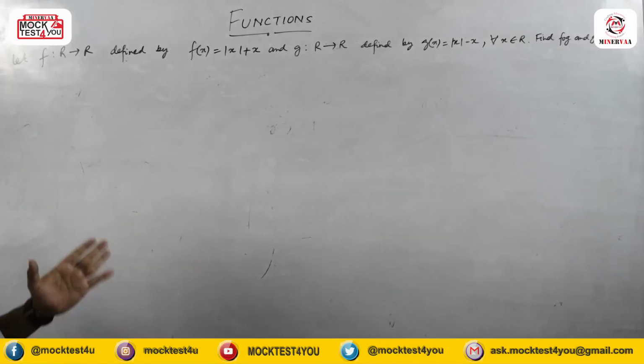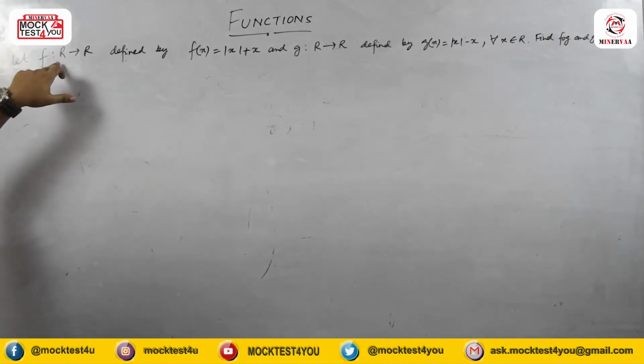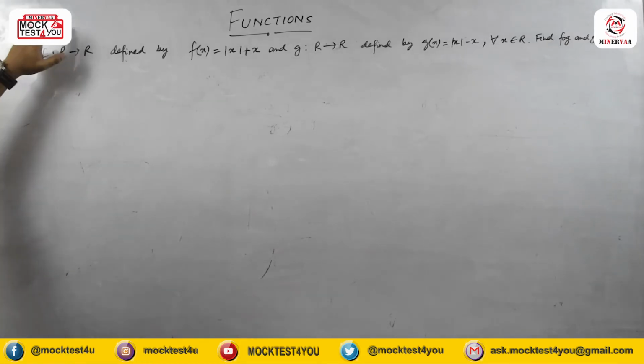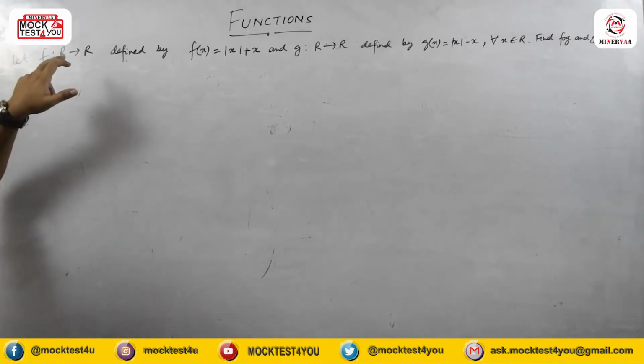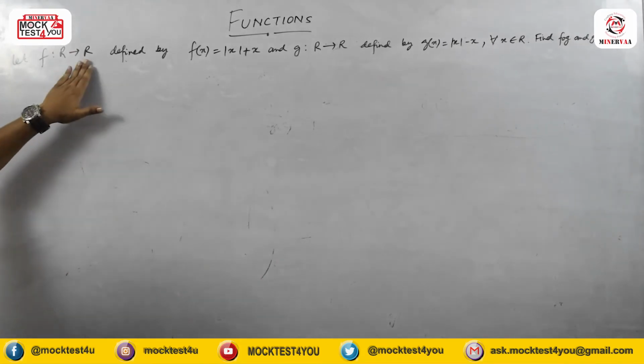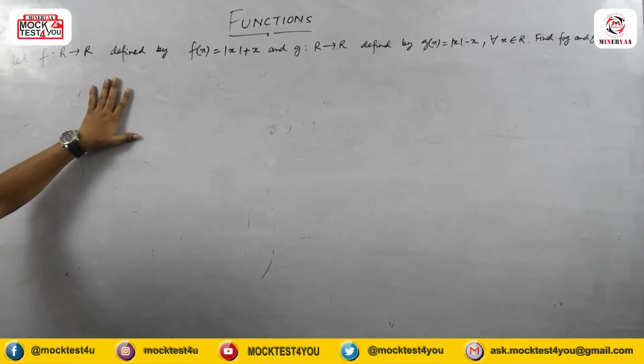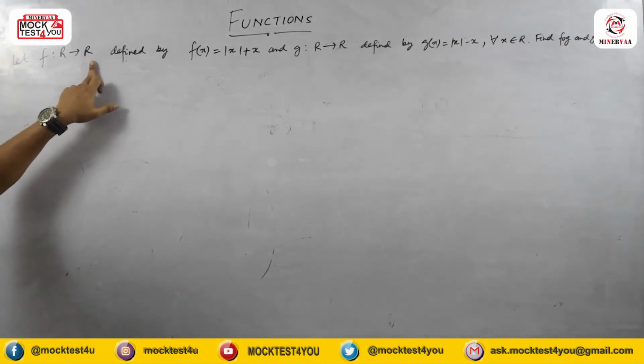So what do we have in here? Let f be a function defined from R to R. You see here the domain is R, the codomain is also R, or else we can say the range is also R. So this function is what? A real function. So the domain and codomain, or the range, is R.